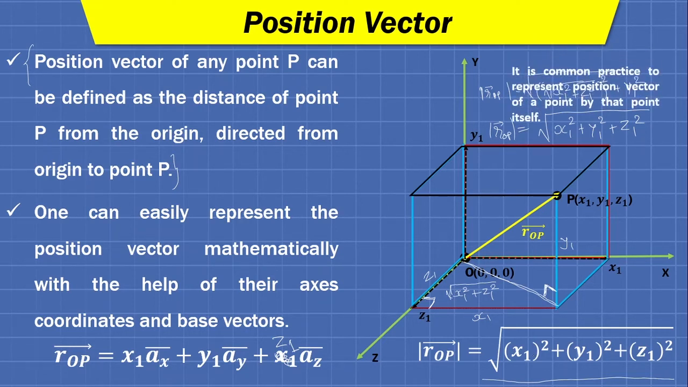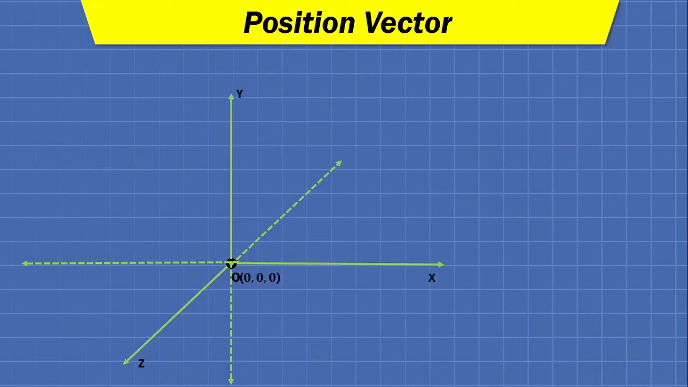So it is common practice to represent the position vector of a point by that point itself. Either you can write R_OP bar, which gives the same meaning that this is the position vector of point P, or you can simply write P bar. Both representations have the same meaning when you are calculating any numerical.